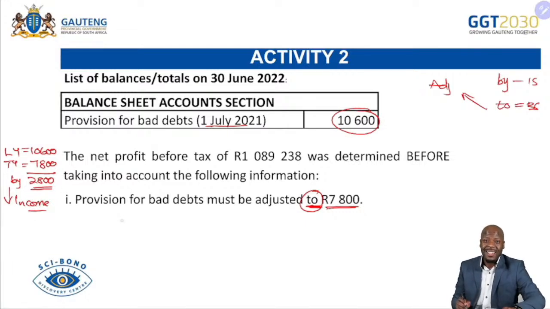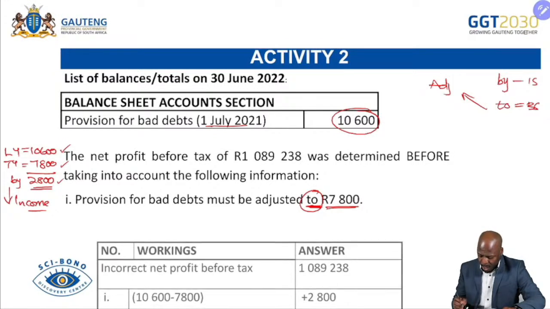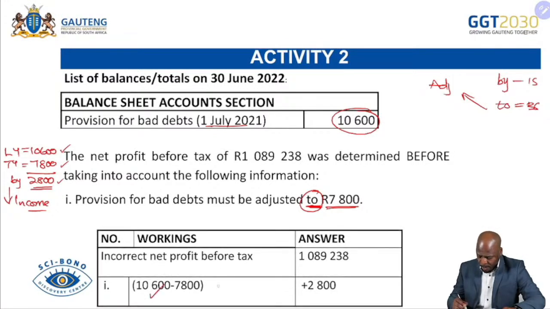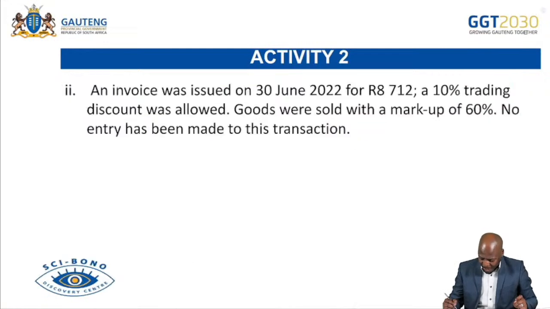2,800. We compare last year versus this year, we see there's a decrease of 2,800. It is decreased by 2,800. Okay, so let's see how this would appear then. So remember, my 10.6 minus my 7.8, 2,800. Decrease, income. Income, we're going to go and add it to the incorrect net profit. Okay, are we still cool? Thank you, thank you. Let's go on to the next aspect.